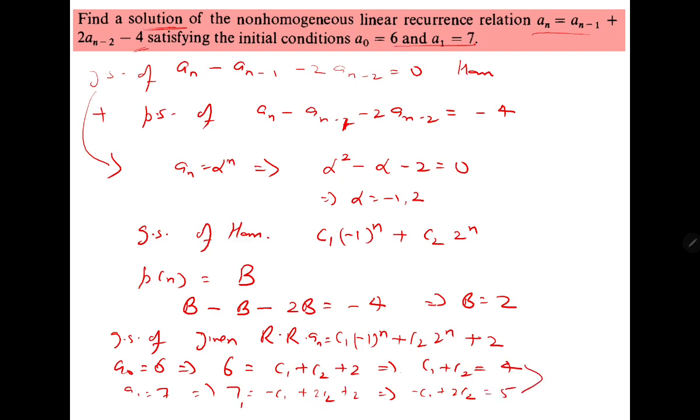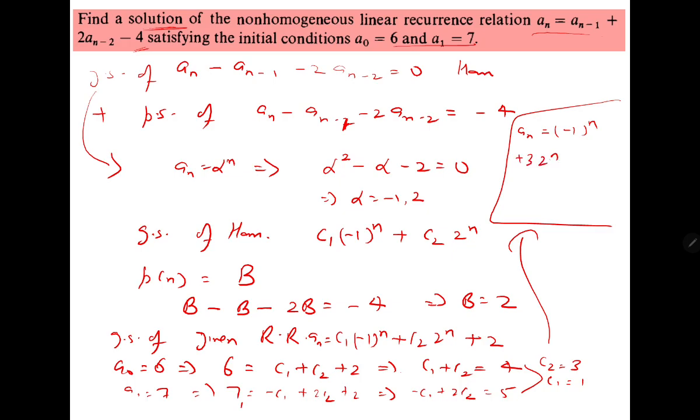Now solving this, you add them, that gives you 3c2 is equal to 9. So c2 is equal to 3 and c1 is equal to 1. It means that the required solution is a_n is equal to c1 is 1, so (minus 1) raised to the power n, c2 is 3, plus 3 times 2 raised to the power n plus 2. That gives me the required answer.